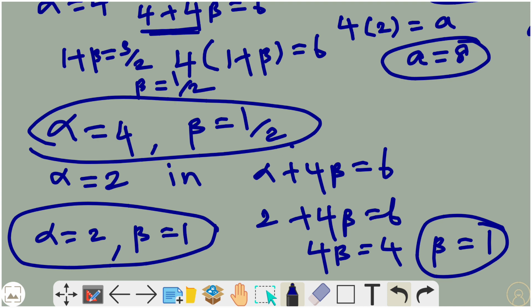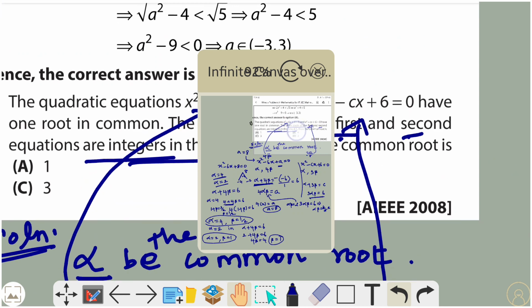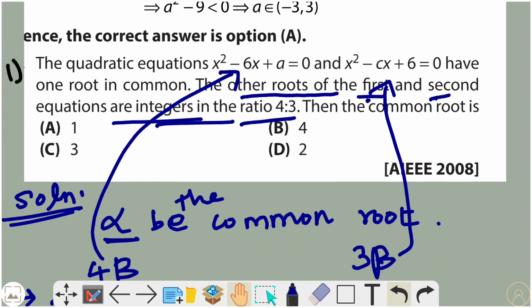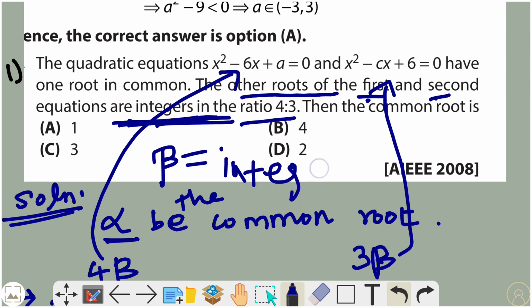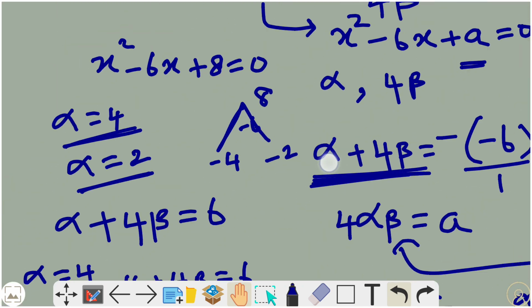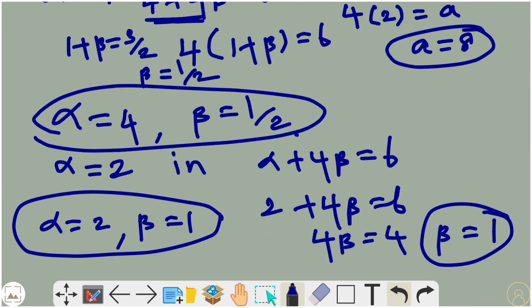So in your question, the other roots of the first and second equations are integers. So beta must be an integer. So the common root is not 4, because if alpha equal to 4, the other root is in the form of the rational number 1 by 2. So that is not our condition, that is not our result.